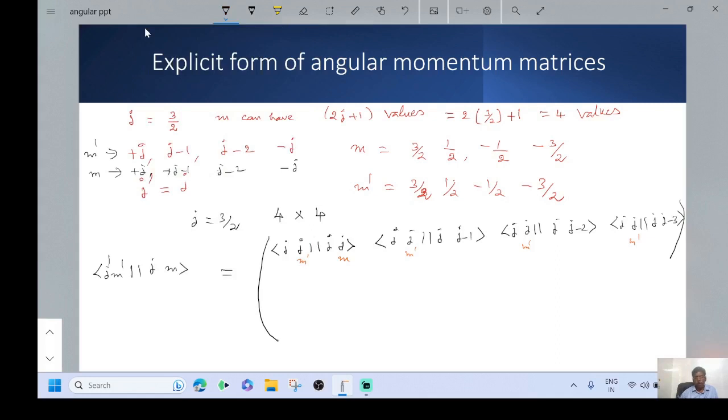Here, j, then m dash value is j minus 1. Throughout the row, this value is j minus 1. m value is varied: j, j minus 1, then j, j minus 2, then j, j minus 3.